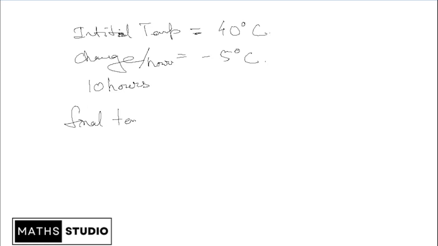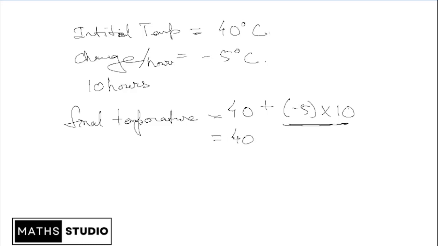Final temperature will be equal to 40 degrees plus minus 5 into 10 hours. As per BODMAS rule, multiplication will happen first. So 40 minus 50, that is final temperature is minus 10 degrees Celsius. Now let us look at question number 7.